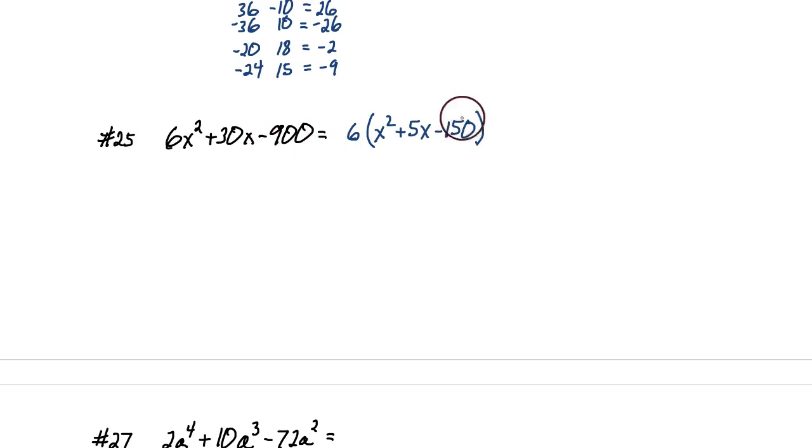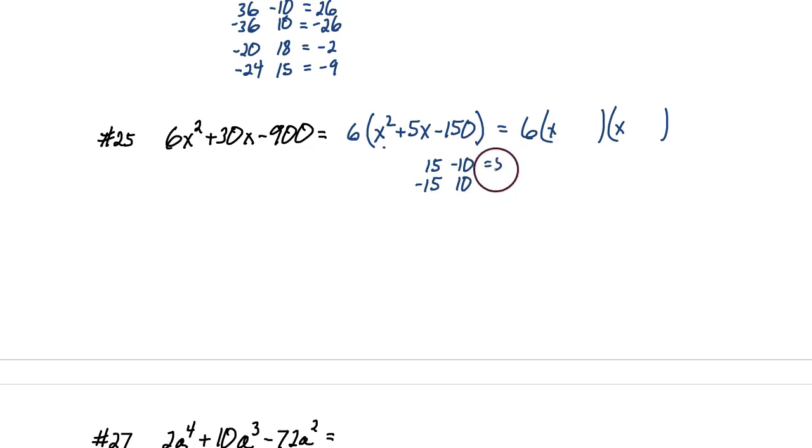This is not a perfect square trinomial, so let's try FOIL. X times x is the x squared. What times what is negative 150? We have some possibilities. One is 15 times negative 10. Another would be negative 15 times positive 10.